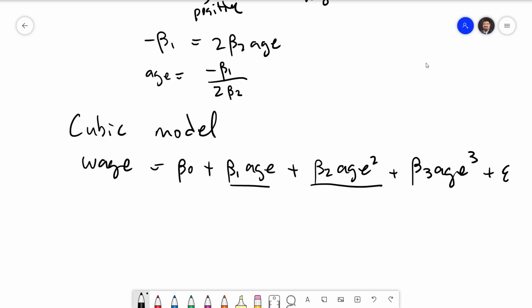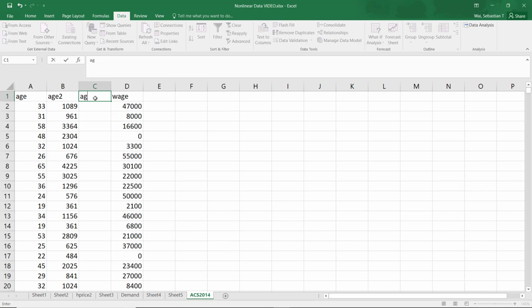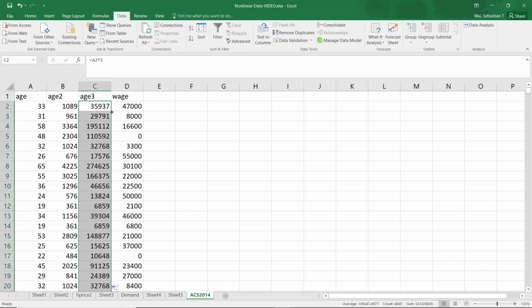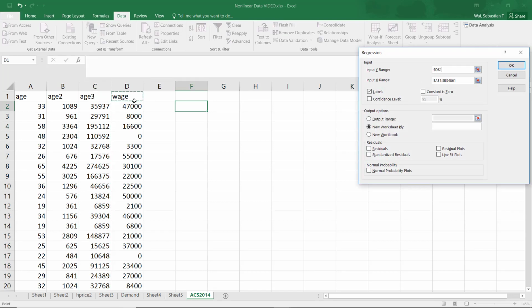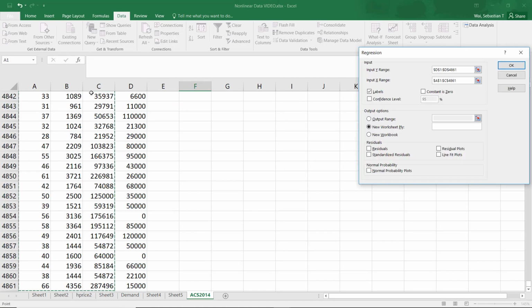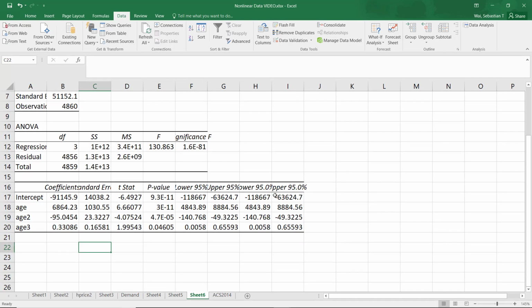You can also keep going from a quadratic model and add an age to the fourth term, and even further if you want. Back over in Excel, I'm going to add an age cubed term to see what happens. I'm going to define that as age to the third, and then copy that formula down. Let's run the regression. We would then take these coefficient estimates that we get and plug those into our equation.